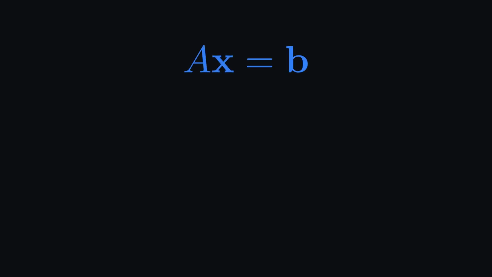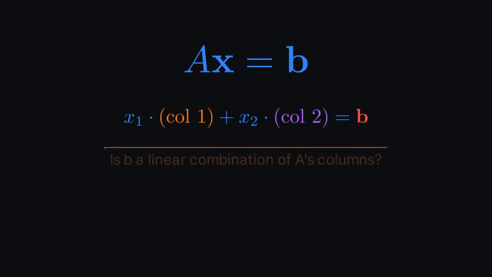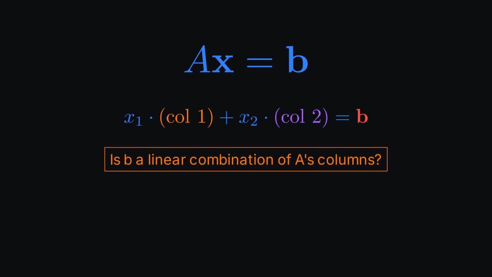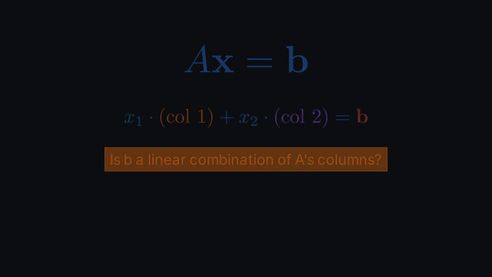Now here's the payoff. When you see the equation Ax equals b, the column method reframes it completely. You're looking for weights x1 and x2 that combine A's columns to produce b. In other words, Ax equals b asks, is b a linear combination of the columns of A? This single reframe powers everything ahead in linear algebra.